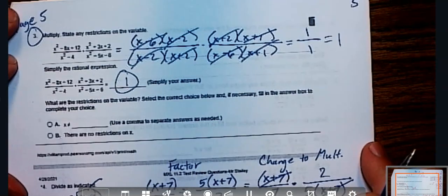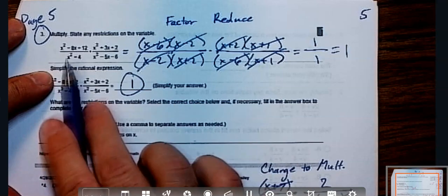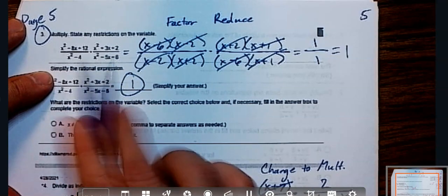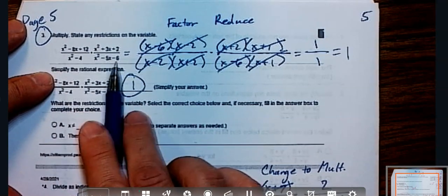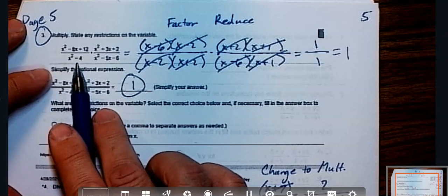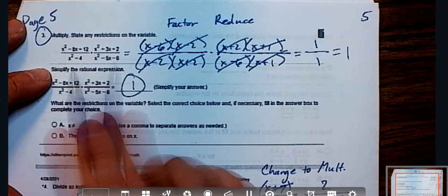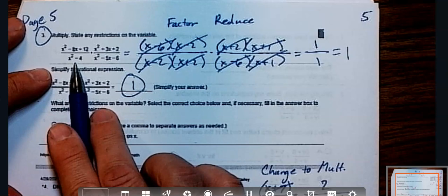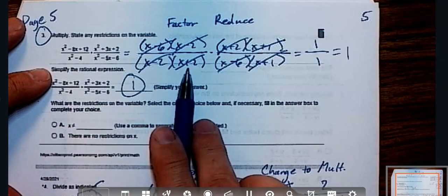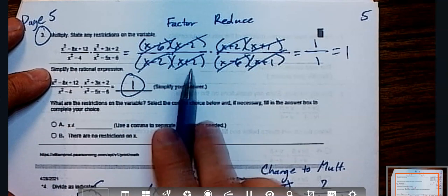Okay, next page. Page 5. So, once again, this is a multiplication question. We're going to factor and reduce. So, we factored. Now look here, we don't have any GCFs anywhere, but we got all kinds of trinomials to factor. In fact, this one down here is a difference of perfect squares. That's x minus 2, x plus 2, because they have to add up to 0.